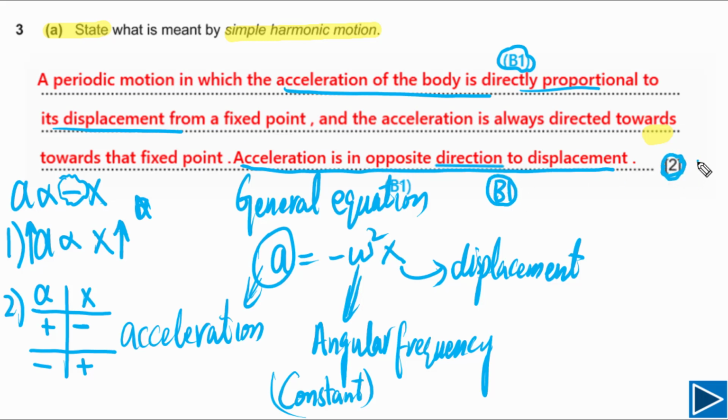If this question has 3 marks, then you also need to mention that acceleration is always directed towards a fixed point. So you will get another B mark, making 3 marks. But this question is only for 2 marks. If you have written these two points, you will get 2 B marks.